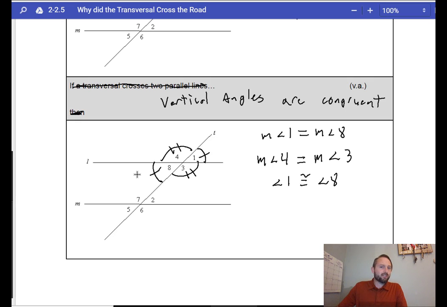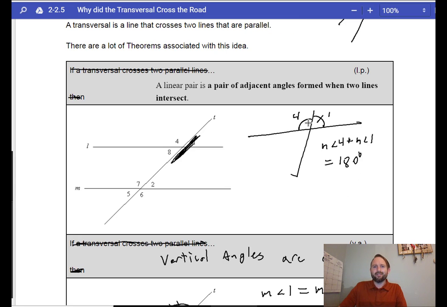But if all else fails, vertical angles, all else fails and you're like, I'm stuck, just remember, hey, if the two angles form a line, that's a linear pair. And those two added together would be equal to 180 degrees because a line has 180 degrees.